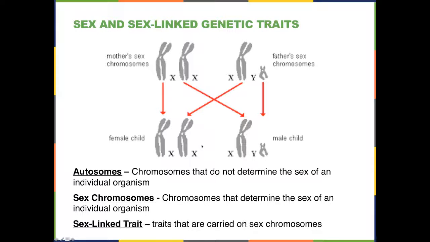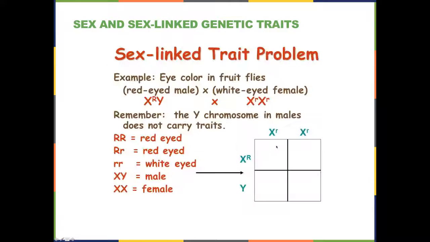Well, sex-linked genetic traits are traits that, in addition to determining the gender of the individual, carry other traits, and those are called sex-linked traits because they travel together with the sex of the individual. One example is the eye color in fruit flies. As it turns out, Dr. Morgan did almost all of his experiments in fruit flies, and the reason he did that was because fruit flies reproduce very rapidly and they have a very short lifespan. They're very easy to keep alive. And so he could do many generations in a very short period of time.